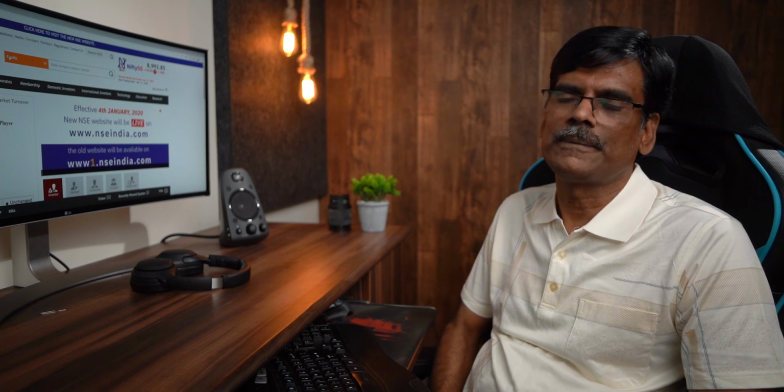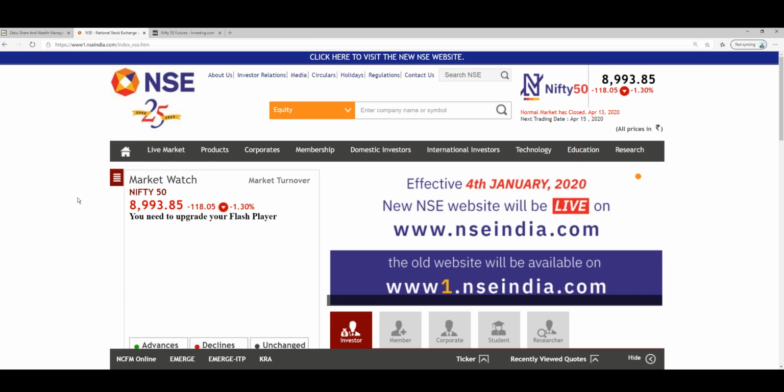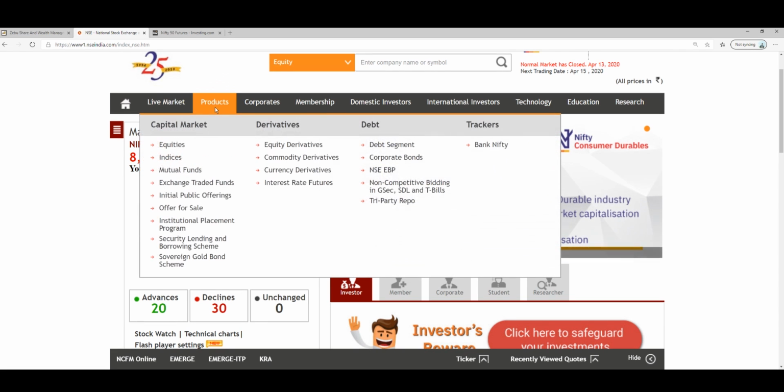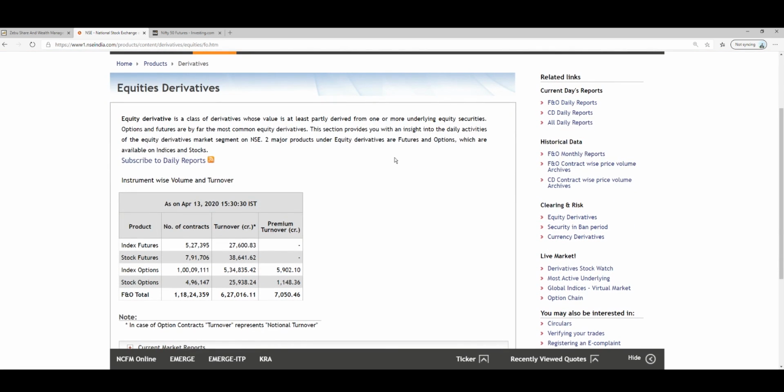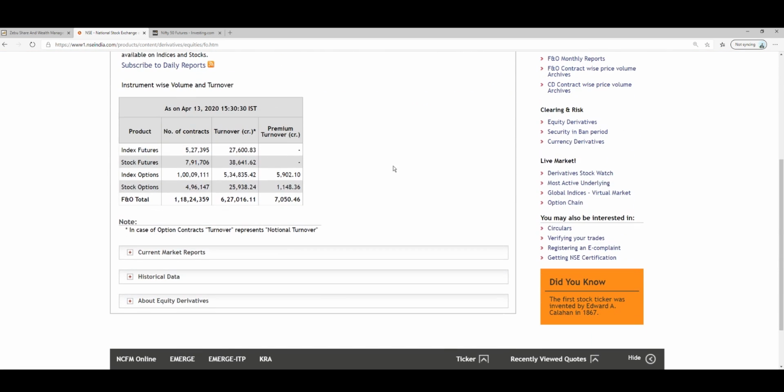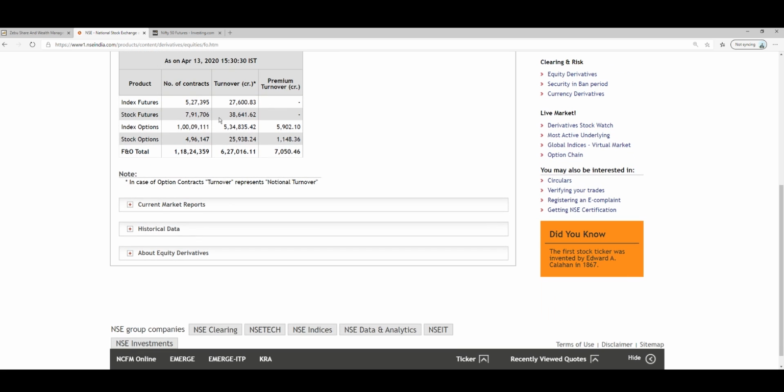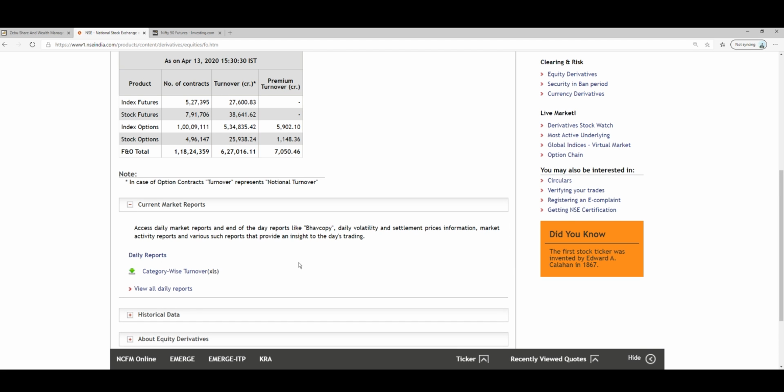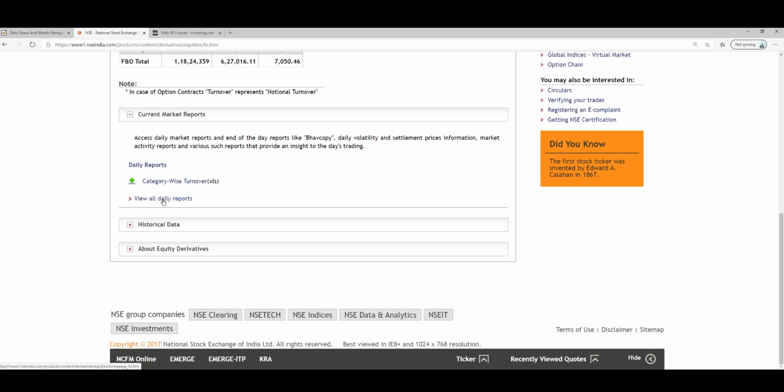However, for the people who are so enthusiastic to know where to get this data ourselves, I'm going to show you from where you can get this data. You go to nseindia.com and you go to products and equity derivatives. Here you can see the number of contracts traded, the total turnover, and all kinds of data. There you click current market report and view all daily report.